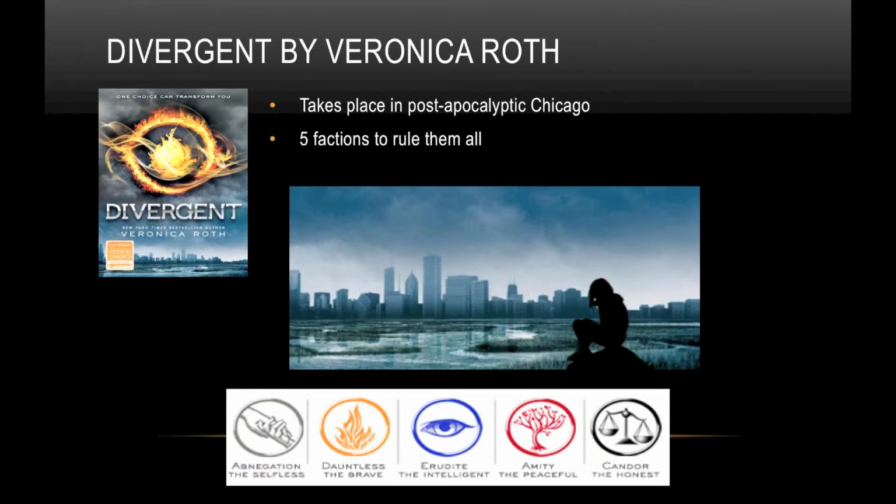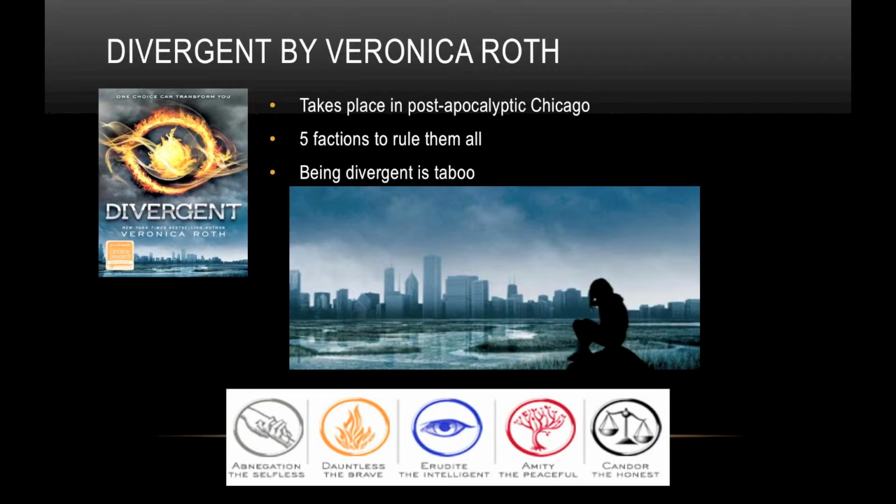So the 5 factions try to rule everything by having a balance in society. But if you don't fit into one of the different factions, you're called divergent, and it's taboo. It's very bad because everyone has to fit nicely into these different factions in this dystopian society. The teens, when you're 16, you get to decide if you want to try for a different faction other than the one you were born in.